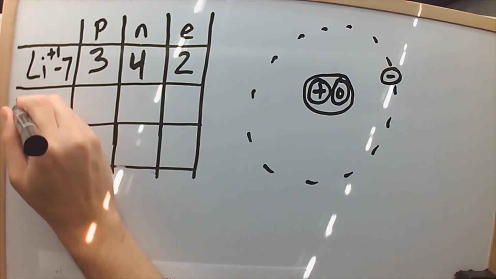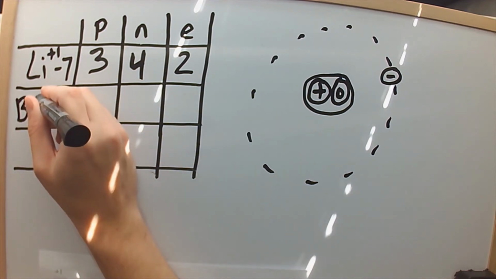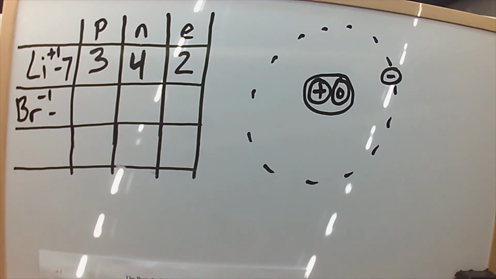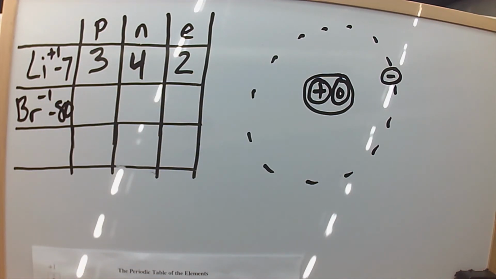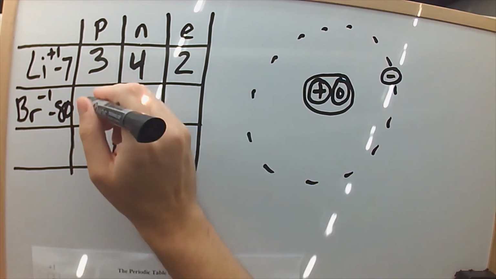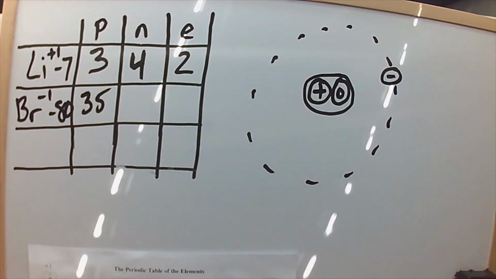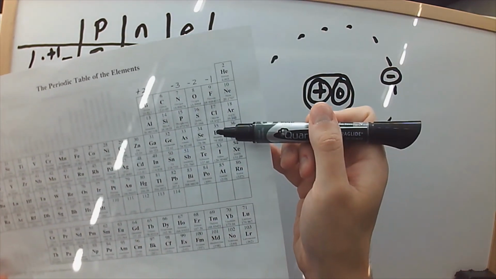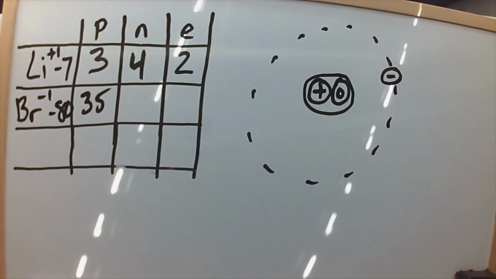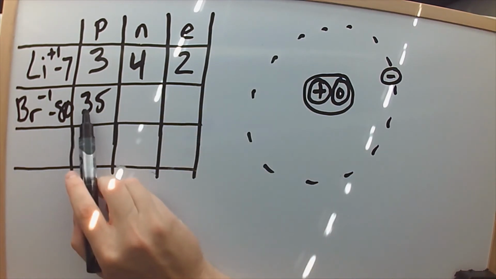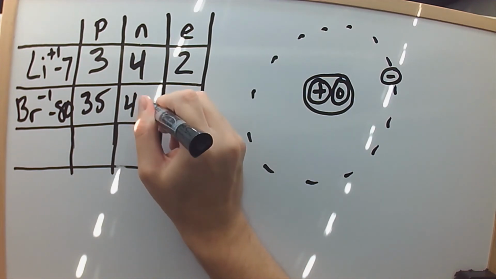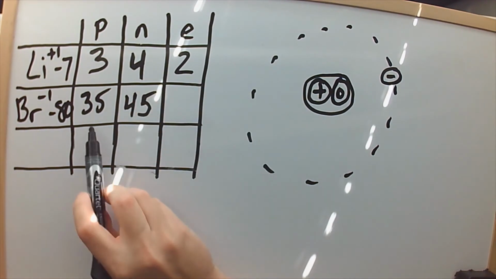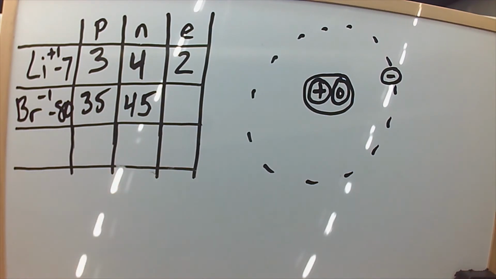Let's do bromine with a negative 1 charge and a mass of 80. Kind of out of room there, but that's an 80. So again, bromine is atomic number 35. The numbers are irrelevant when you're looking for protons. Protons are always just the atomic number, which for bromine is 35. That's it. Now neutrons, remember, the difference between those two. So 45. Right? 35 plus 45 gives you 80.